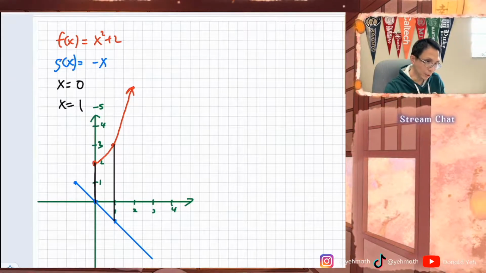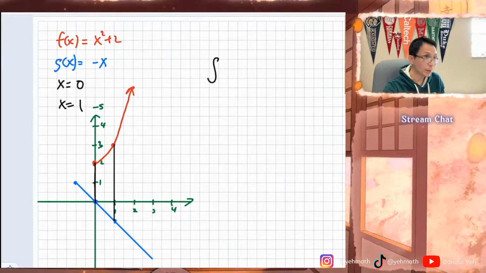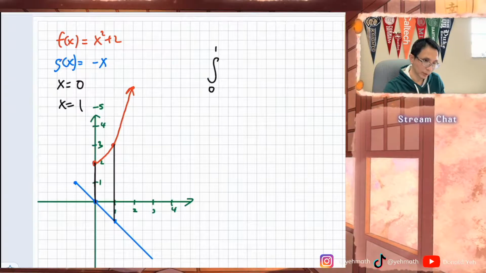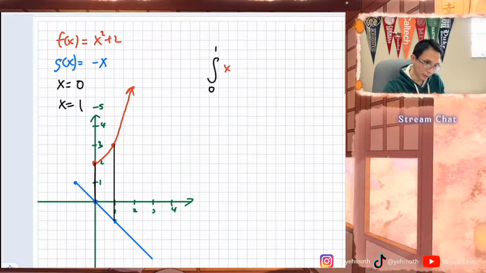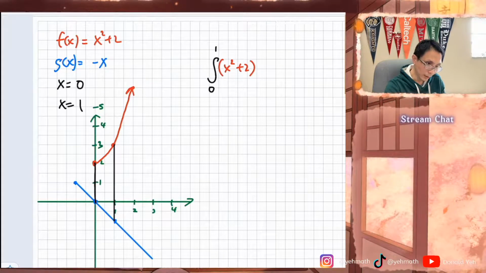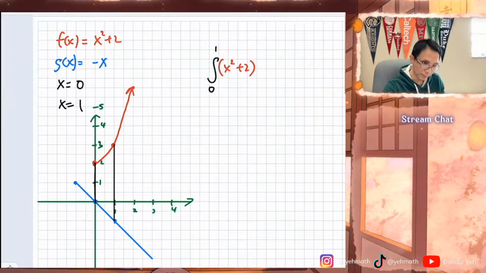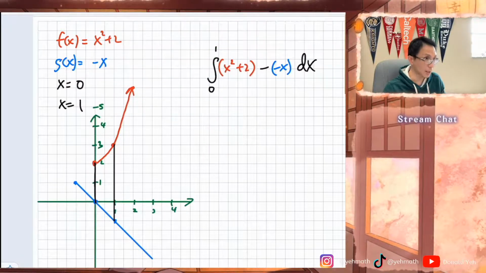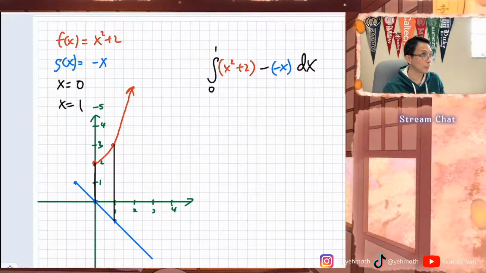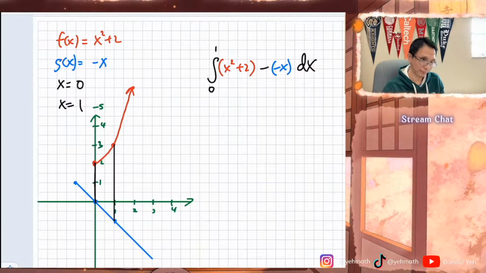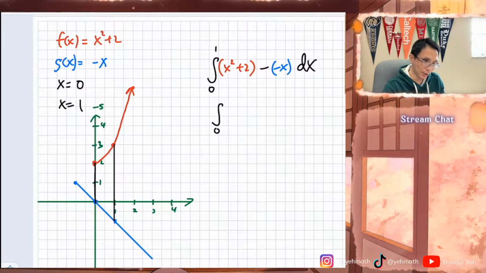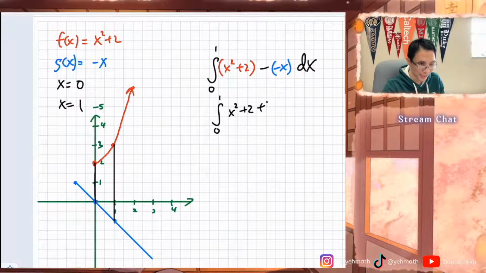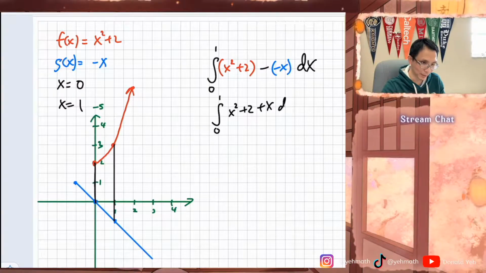Okay, so now what you're going to do is top minus bottom. What is the top in here? X squared plus 2. And the bottom function is going to be what? Negative x, and then this is a minus, and then dx, and that's it. That's the way to set it up. Is it hard? No, it's not. It's going to get harder pretty soon. So x squared plus 2 plus x, because the minus negative becomes plus.